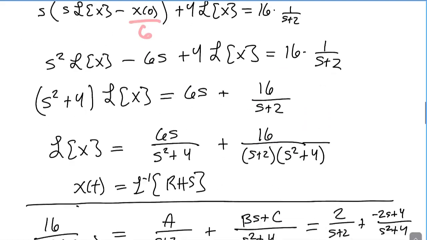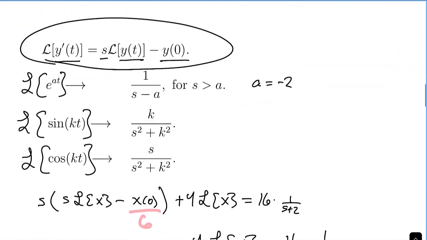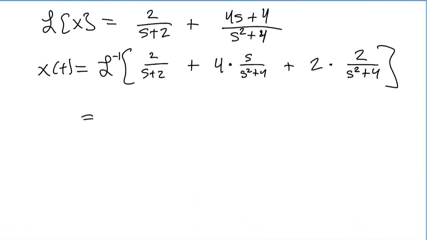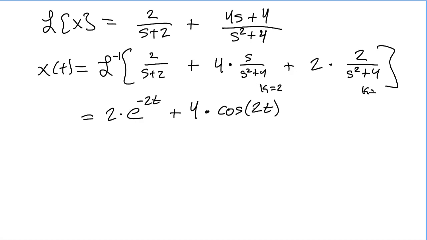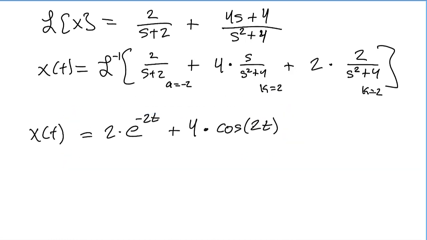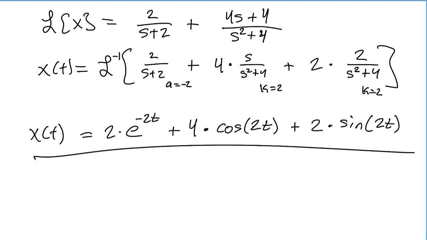And the other one is e to the at, right? So if you apply those methods to the inverse Laplace transform, you're going to have 2 times e to the minus 2t plus 4 times cosine of 2t. Again, here k is equal to 2, and a is equal to negative 2 in that naming system. And then this is 2 times the sine of 2t. And that is your final answer right there.